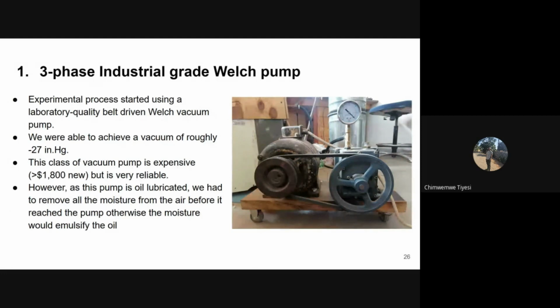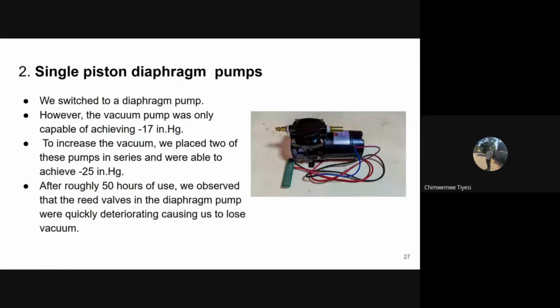However, as the pump is oil lubricated, we had to remove all the moisture from the air before it even reached the vacuum pump, as we discovered that moisture would emulsify the oil inside the vacuum pump. So we noted that moisture removal was very problematic when we were using this vacuum pump, and the moisture would find its way back to the vacuum pump. So we opted to try a different pump that would tolerate the moisture.